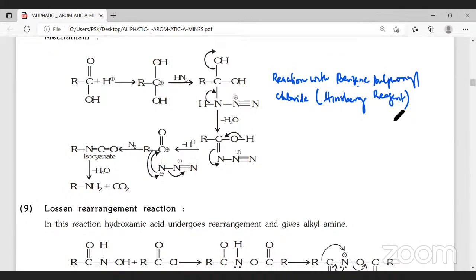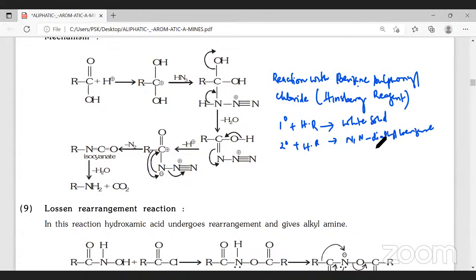So primary amines react with benzene sulfonyl chloride to form a white solid. The reactions are complex. They will not ask you. Remember, primary amine with Hinsberg reagent gives you a white solid. Secondary amine with Hinsberg's reagent gives N,N-dialkyl benzene sulfonamide. And this is insoluble in excess of NaOH.